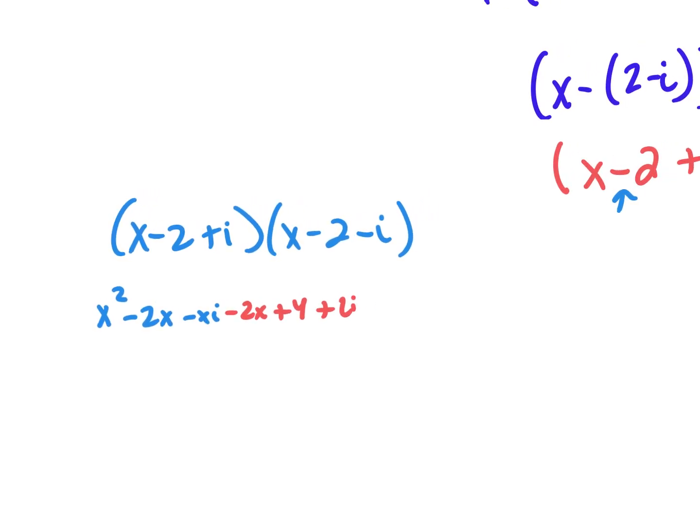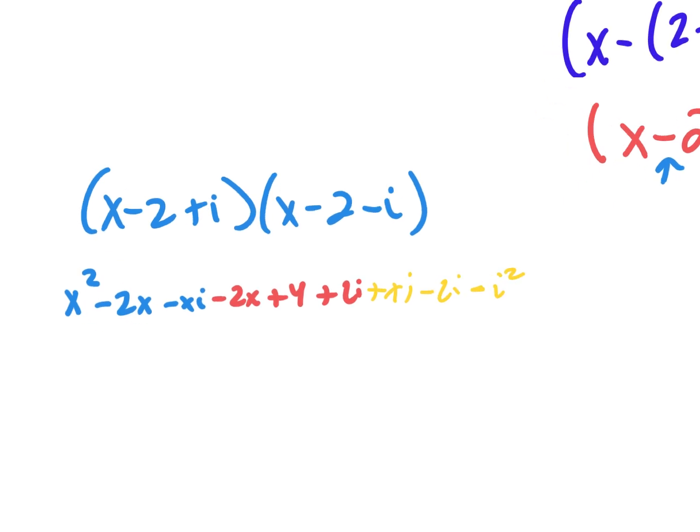Yes? Okay, check me. So now I have i. So x times i is plus xi. i times negative 2 is minus 2i. And i times negative i is minus i squared. As soon as I see i squared, what do we do? Guys? Cross it off and change the sign. So there's a plus 1 there, right?